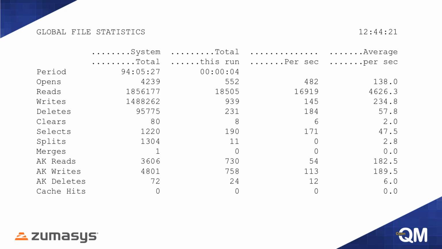And you can see that it counts things listed down the left-hand side. The number of file opens going on in the process, the number of reads, writes, deletes, clears, selects, splits and merges within dynamic files, alternate key reads, writes and deletes, and not enabled in this particular report, the cache hits from the record level caching option in QM.